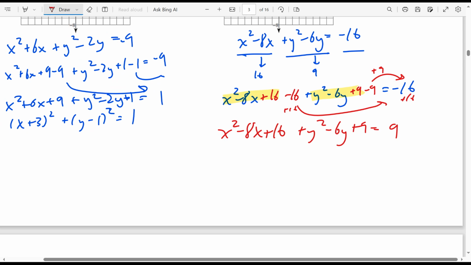So the negative number gets sent to the other side with the integer because when I make a perfect square, I need it to be positive here. If it's not positive, I can't perfect square it.